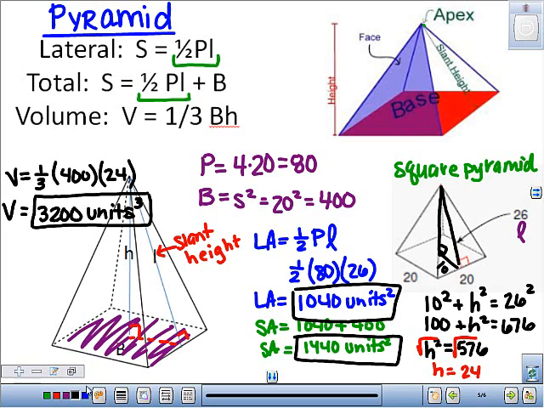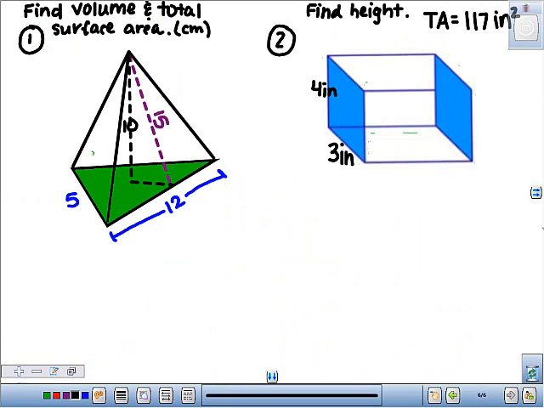And you may sometimes be asked to work some of these backwards, like we've done in the past with cylinders and cones and spheres. So you could be given the volume and asked to find the height, and you could work it backwards using your algebra skills. Here are 2 problems. I want you to try them on your own. If you come across questions or are unable to do these, you can come and see me.